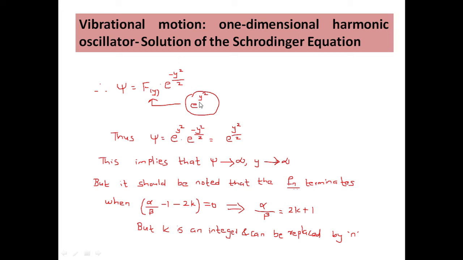We have assumed it to be a Taylor series, but it can be shown that because the ratio of the coefficients is 2 by n, the function behaves as a Taylor series. But anyway the function seems to be an unacceptable function. Why? Because the psi function tends to infinity when y tends to infinity.